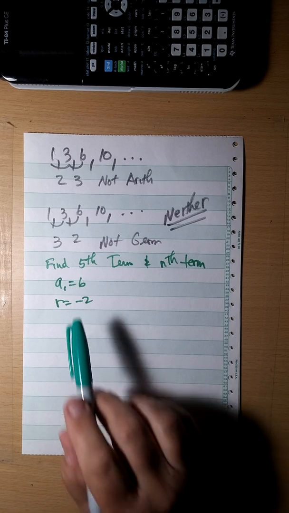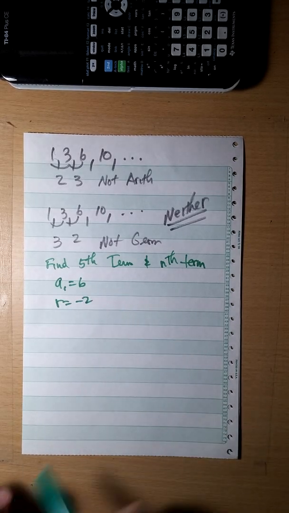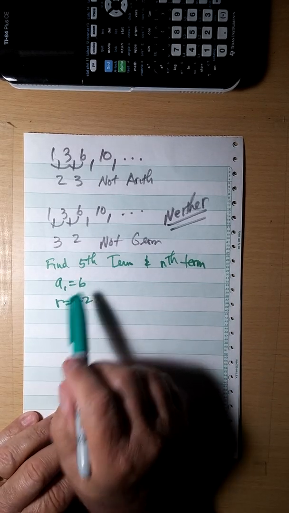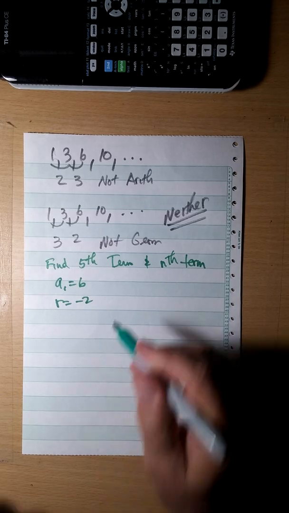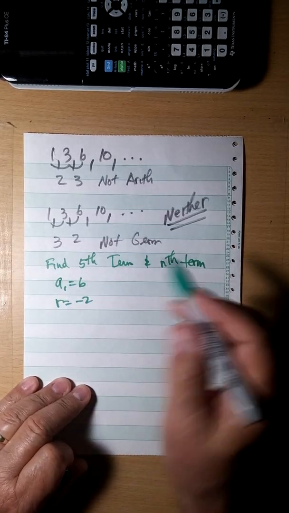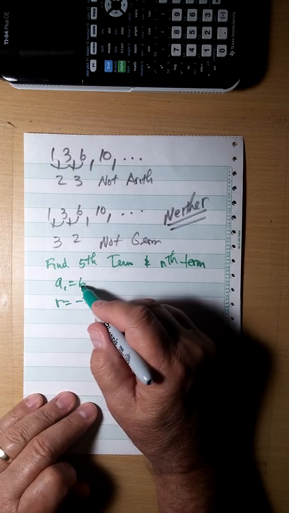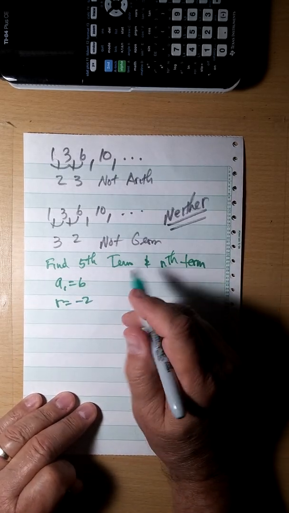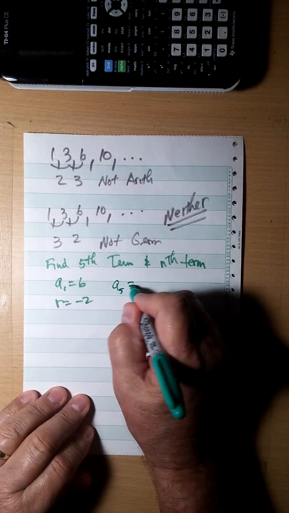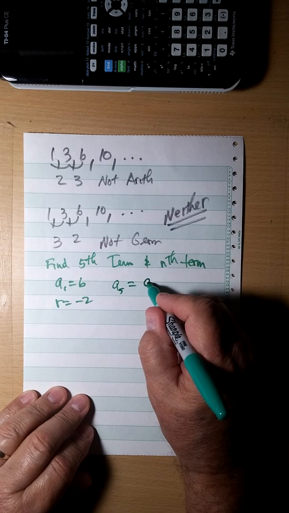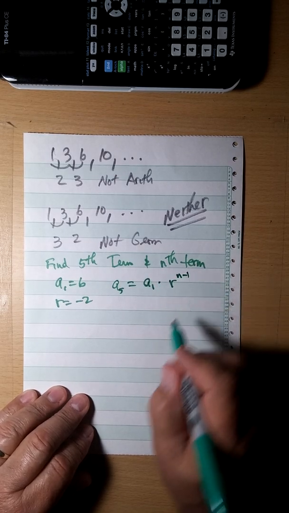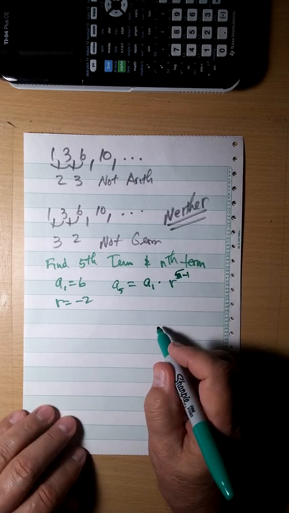Okay, suppose we're supposed to find the fifth term and the nth term, and we know it's geometric, given the first term and the common ratio. Now, sometimes they'll use A's, I use G's sometimes for geometric, but it doesn't really matter. That's the first term of 6. So if we want the fifth term, A sub 5, for geometric, we need A sub 1 times R to the n minus 1 power, right? Or 5 minus 1 power.